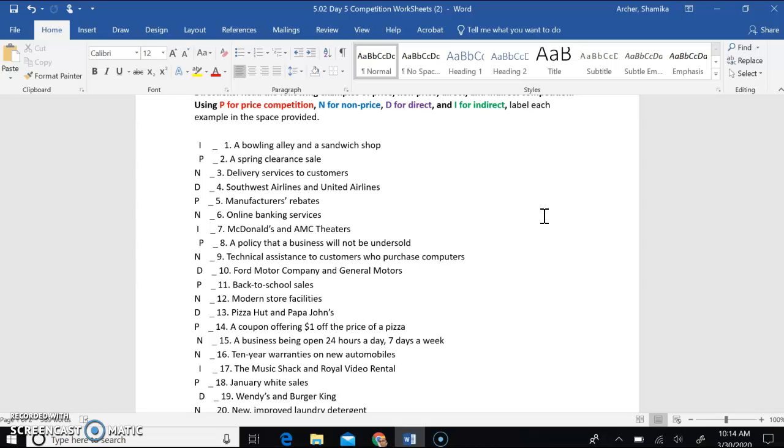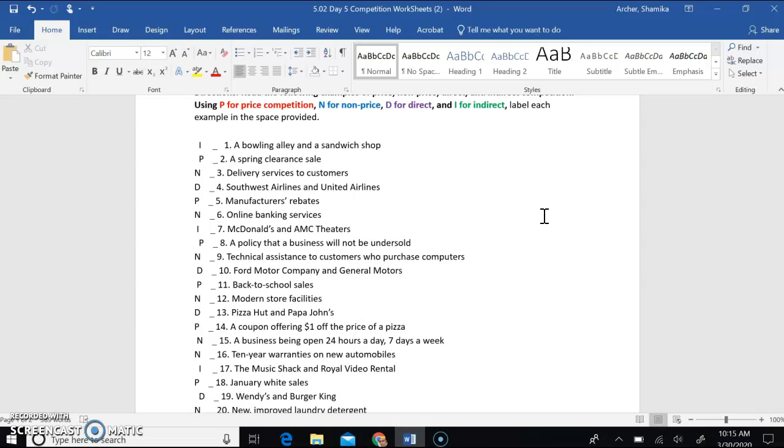Then a spring clearance sale. Clearance, that's the main thing right there. You're looking at P, price. 3, delivery services to customers. This is non-price. So we think of DoorDash, Uber Eats, that type of thing in this situation. For 4, Southwest Airlines and United Airlines. These are two major airline companies, so this is going to be direct. 5, manufacturer rebates. So now you're looking at price again. 6, online banking services. This is going to be non-price because you're looking at varieties of online banking services.